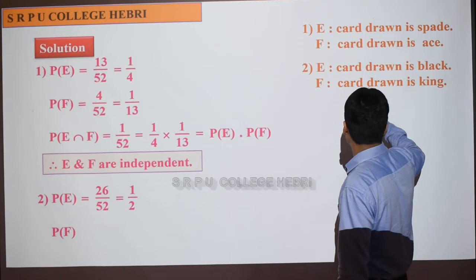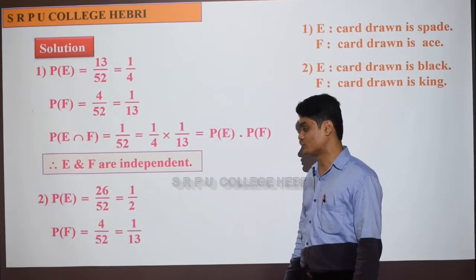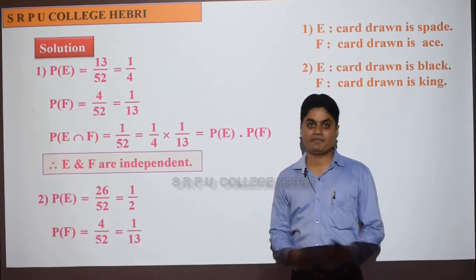How many cards are king? There are 4 different cards. Okay, king. So that's 4 by 52, which is 1 by 13. So again, we have to check whether they are independent or not.